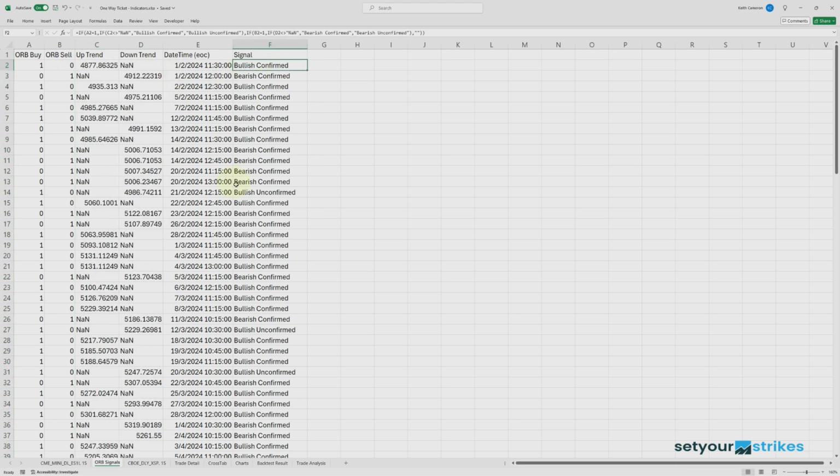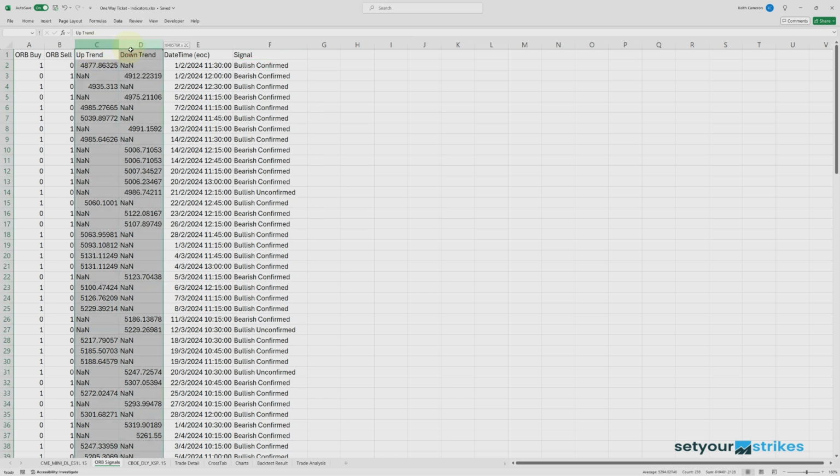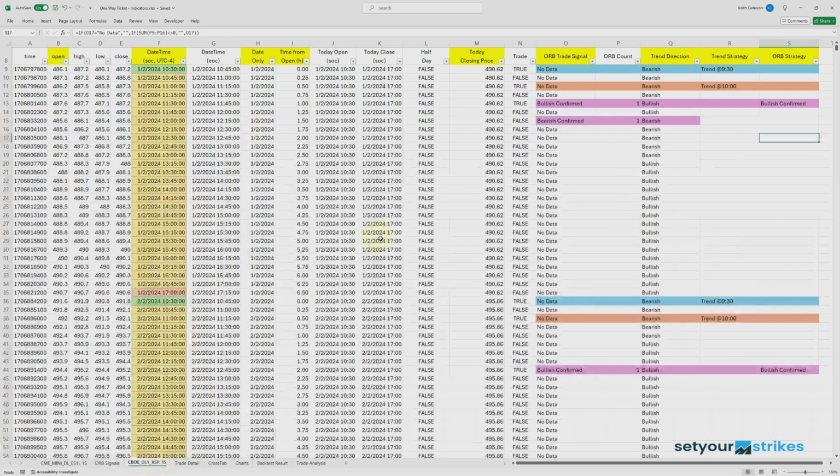Because I've got a couple of different test scenarios here. I'm testing the opening range breakout by itself, and also testing whether we also have the trend in the same direction as our opening range breakout. The time is here, again just to allow me to match to my other file.